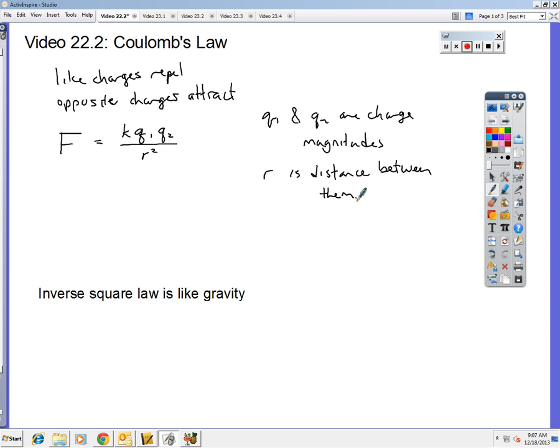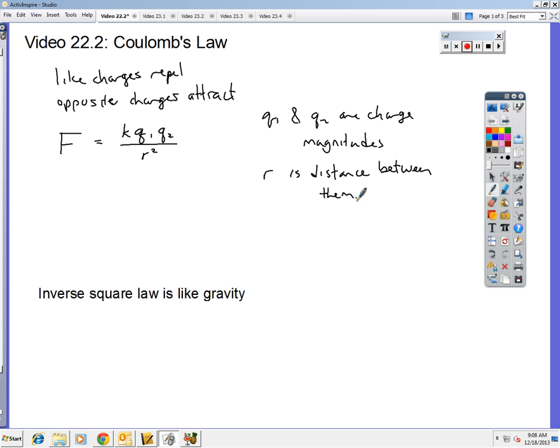Because the direction is given by like charges repel and opposite charges attract, the sign of the charge does not actually go into this equation. So that's what it means when q1 and q2 are the charge magnitudes. They're always positive even if the charges themselves are negative, because the sign of the charge would tell you the direction of the force, which is separate from this equation.